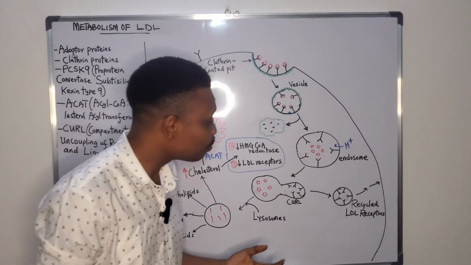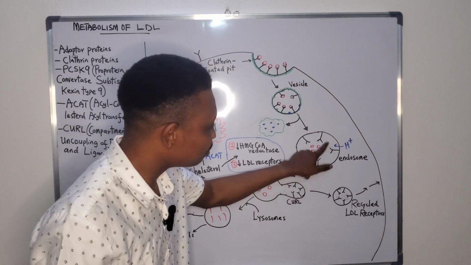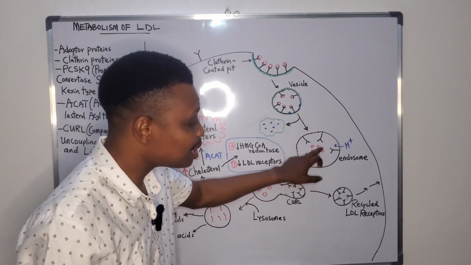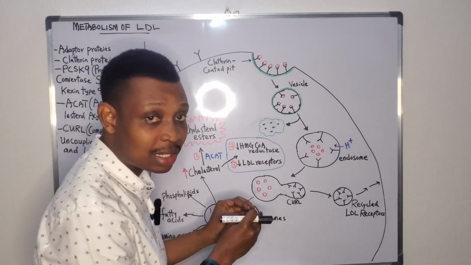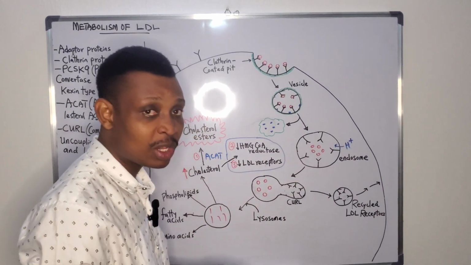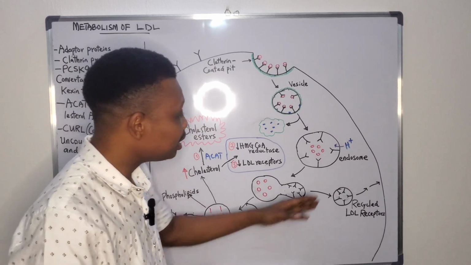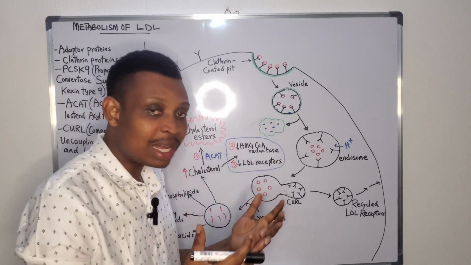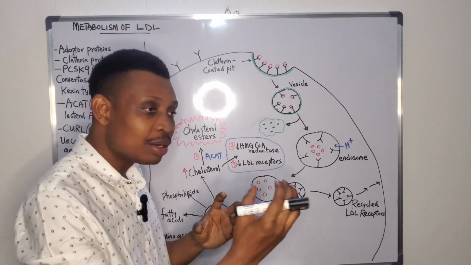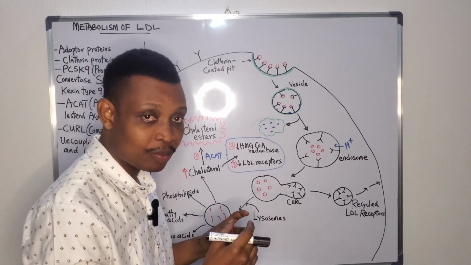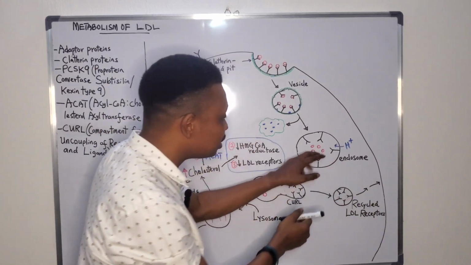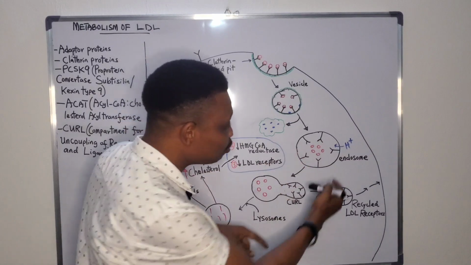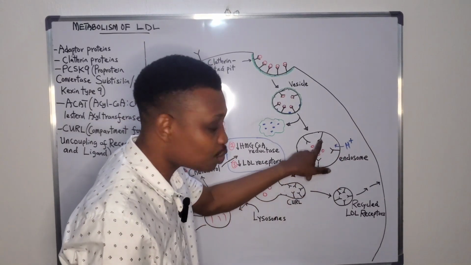Now, in the endosome, we have the receptors, and then we have the LDL particles that have been separated from the receptors. And how does this happen? The endosome has an ATP pump, okay? So it hydrolyzes ATP and then it moves hydrogen ions into this part of the endosome.